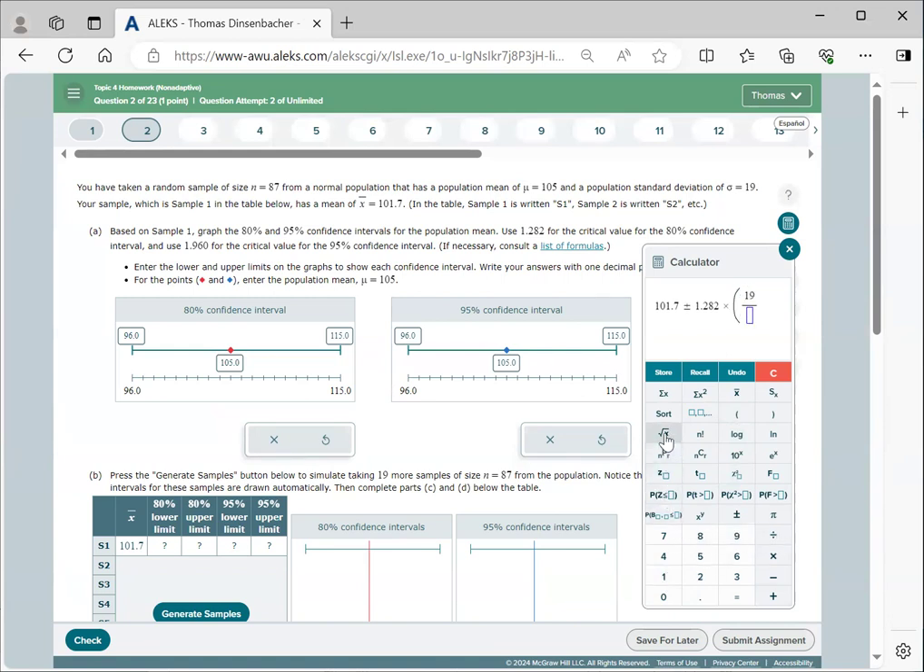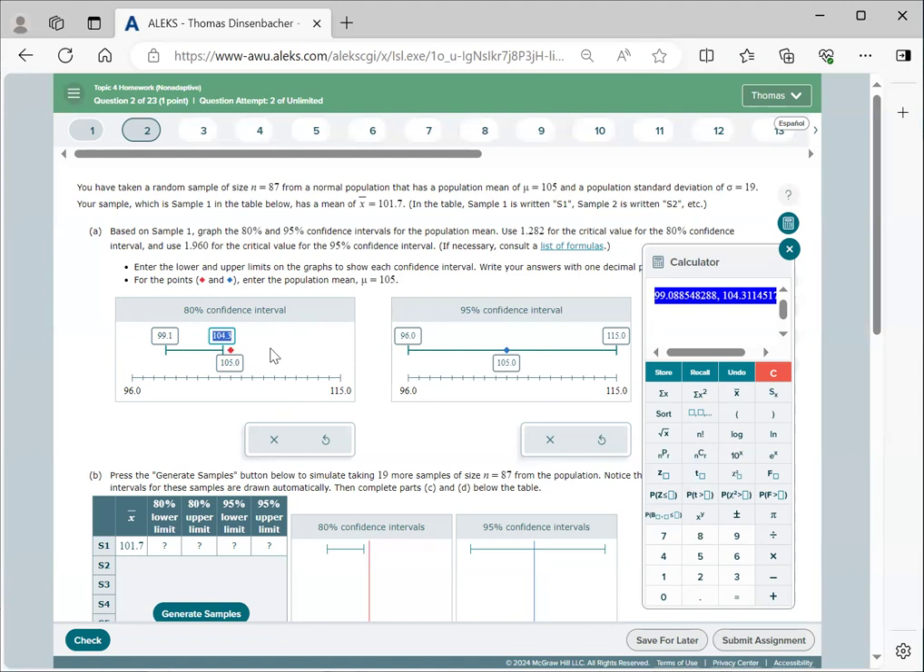divided by the square root, we have a button for that on the calculator as well, of the number of data points. To get the right-hand parenthesis, we can position our cursor there and then close the parenthesis that way. Press equals and scroll over here. That gives us a confidence interval for the 80% of 99.1 to one decimal place, which we enter on the left, and on the right, 104.3.